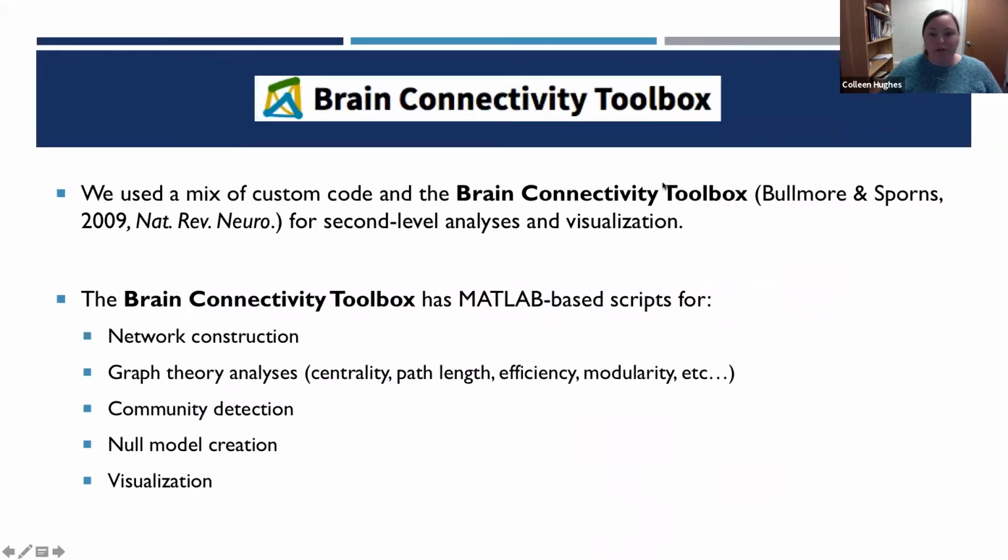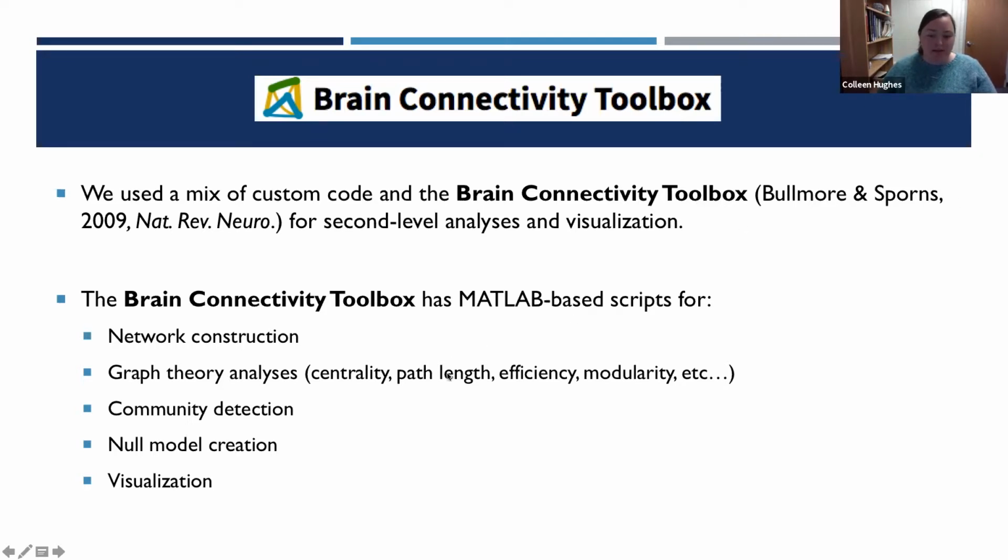And then when we're talking about first level or second level analyses and visualizations, we use a mix of custom code and the Brain Connectivity Toolbox. The Brain Connectivity Toolbox is publicly available. It's MATLAB-based scripts that are fairly easy to use. And they're meant to give researchers, once you have those matrices that I showed you earlier, a way to run all the graph theory and all the different network metrics that you want.